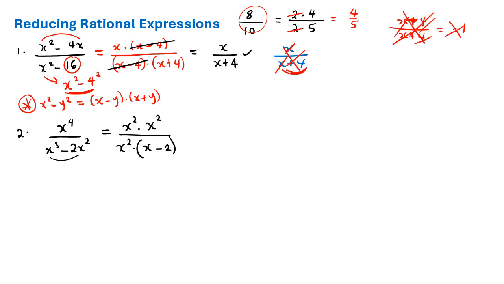So again, I know that this is just the reversed form of my distributive property. When I distribute this way, I can get the original, right? So this is good enough for factoring. Now I'm going to look at the common factors for the numerator and the denominator that I can cross out. So you have x squared and x squared, which means I'm going to be left with just x squared divided by x minus 2.